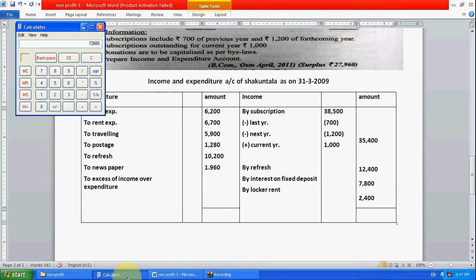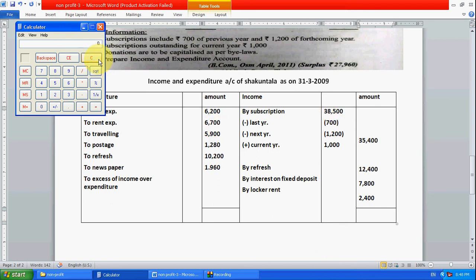Let's see before going further. Okay, here is given. Let's see how much it's giving. It's taking here 60, 72. Okay, let's calculate one more time. 35,400 plus 12,400 plus 7,800 plus 2,400. Okay, so again, this is 38,000.